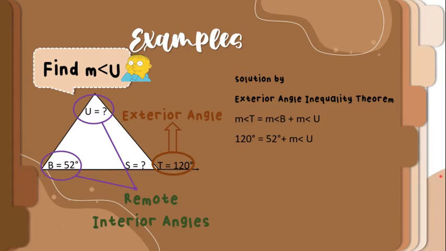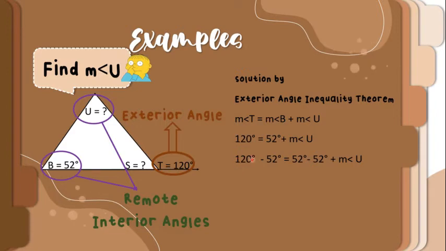Now, we are going to use the subtraction property of equality. We are to combine like terms, 120 degrees and 52 degrees. But in order to fulfill that, we are going to use the subtraction property of equality. We are going to subtract 52 degrees on both sides, on 120 degrees and also on 52 degrees.